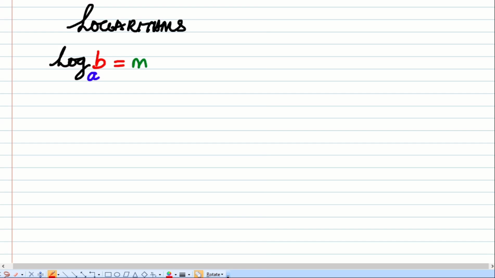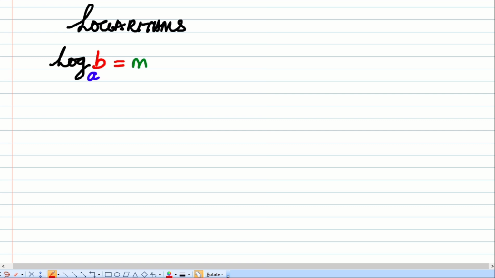Alright, today we're going to discuss the topic logarithms. So we have an equation there. This is what we call a logarithmic equation. This is how it is read. It's read as log base a of b equal to m.